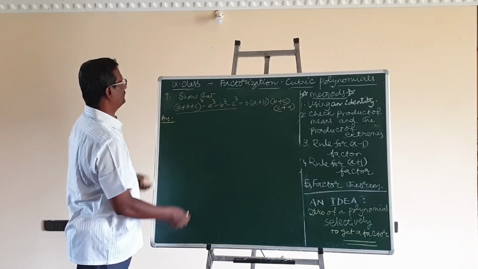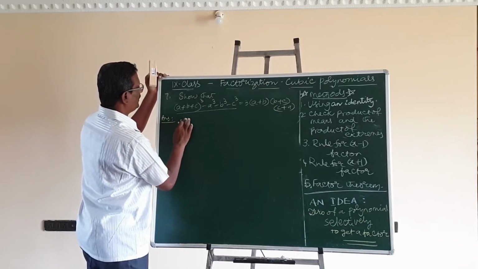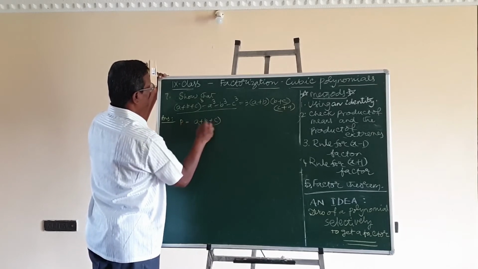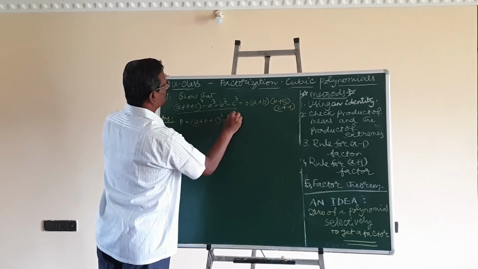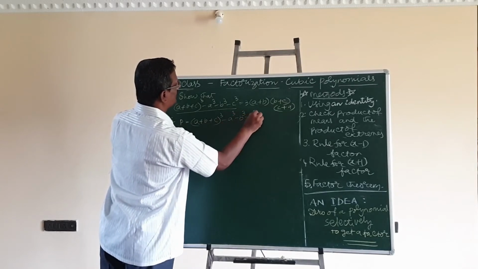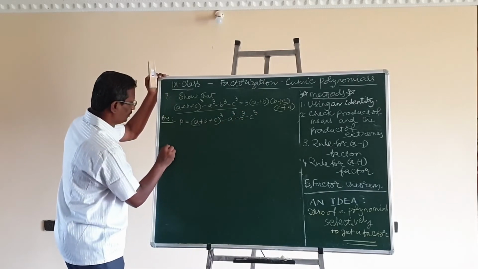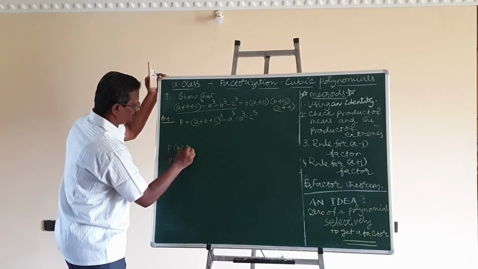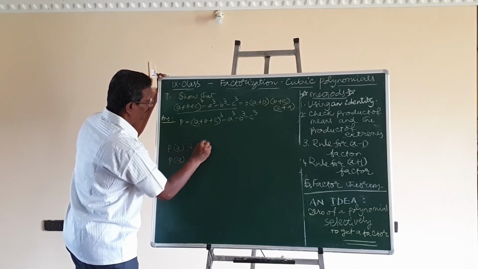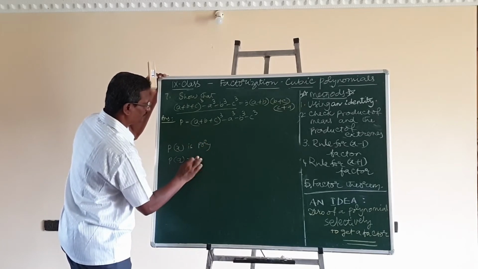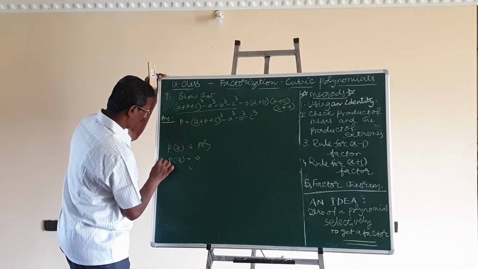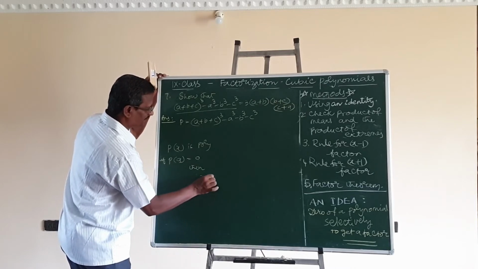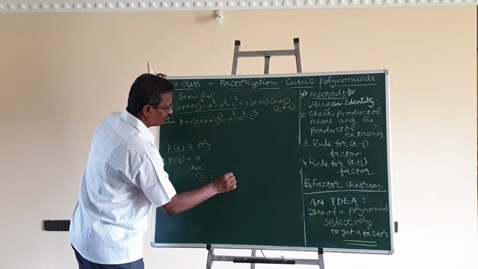Let's go for an example. Say the polynomial is equal to a plus b plus c whole cube minus a cube minus b cube minus c cube. Now, as per the rule, p of x is a polynomial, if p of a is equal to 0, then x minus a is a factor.